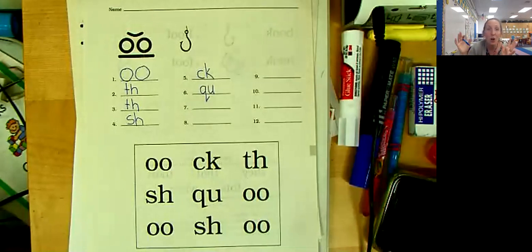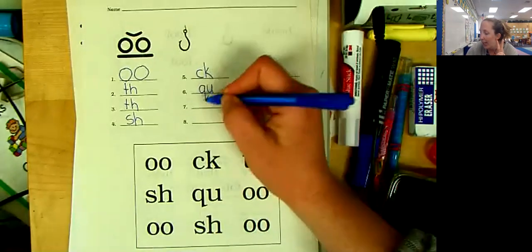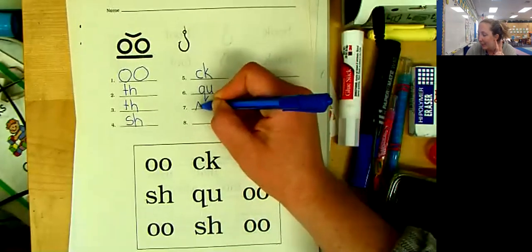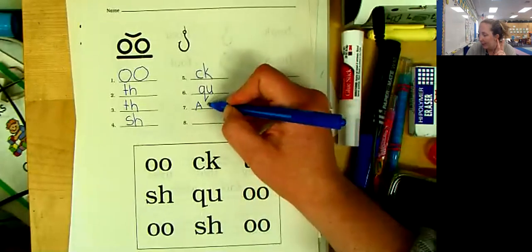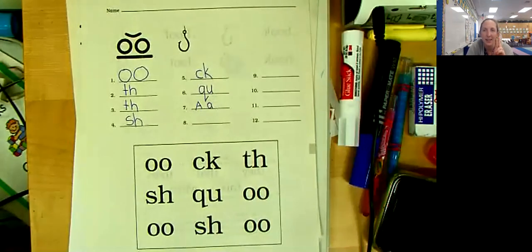So, kwa. These are all different digraphs, two letters together to make one sound together. All right, now we're going to talk about our vowels. Remember, our vowels are A, E, I, O, and U. And they can say a short sound, or they can say their names, A, E, I, O, U. Let's talk about the two sounds that can come from the letter A. A can say ah, or it can say A. We're going to write a capital and a lowercase to remind us that it can make two sounds.